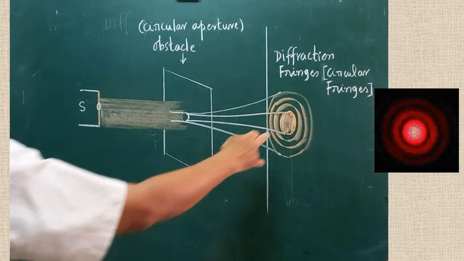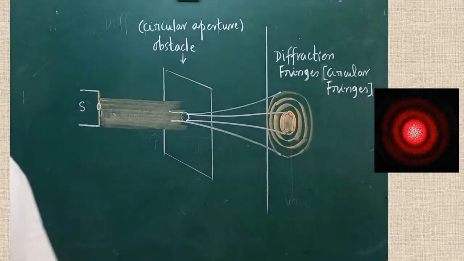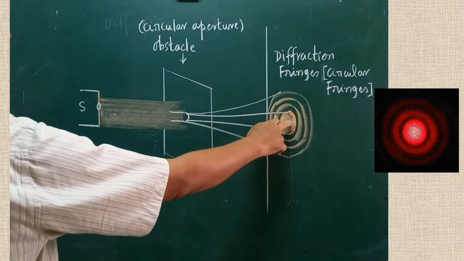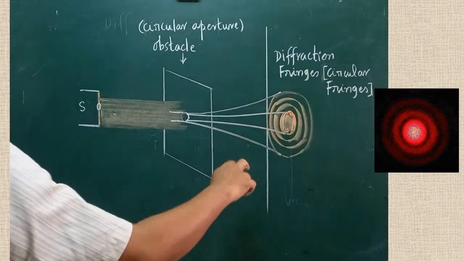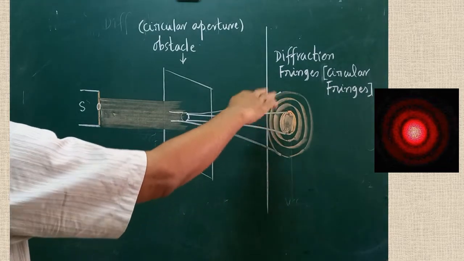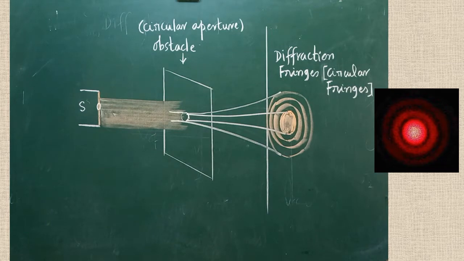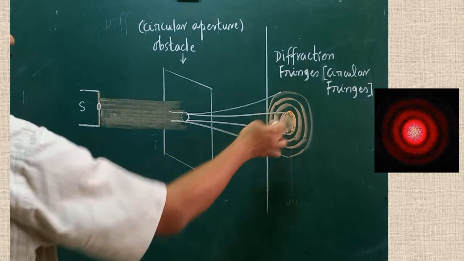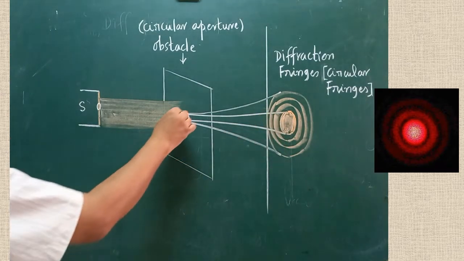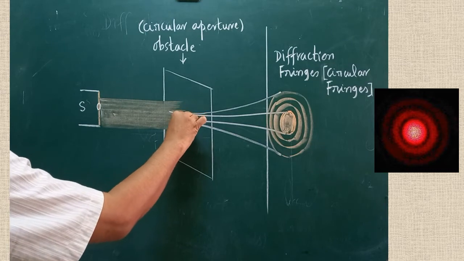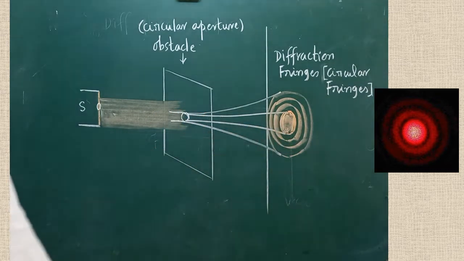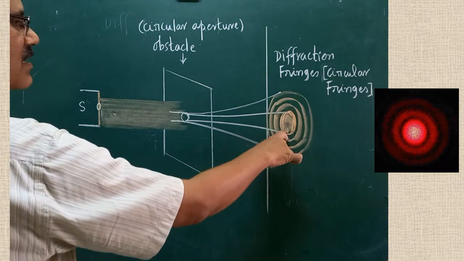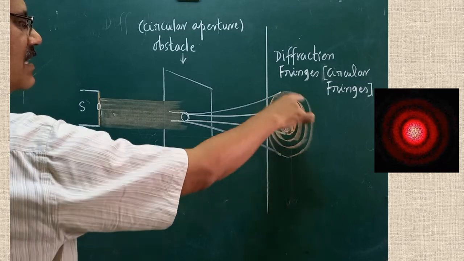This portion is brightly illuminated. You can see the bright circular spot here. Around the bright circular spot, a few fringes are formed, and almost all the fringes will be circular in nature. One or two circular fringes are formed around the bright spot. Since the obstacle is in the form of an aperture hole, the middle portion is illuminated, and around the bright spot there are dark rings and bright rings, forming concentric rings.